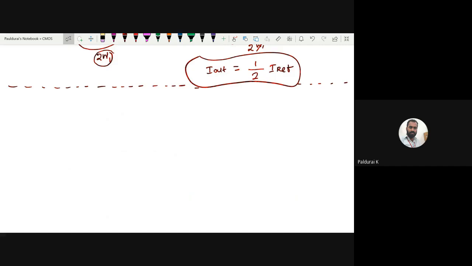So far, any doubt? No doubt, sir. So similarly, can you sketch the PMOS current mirror? You know the NMOS current mirror, right? NMOS current mirror, the basic logic.